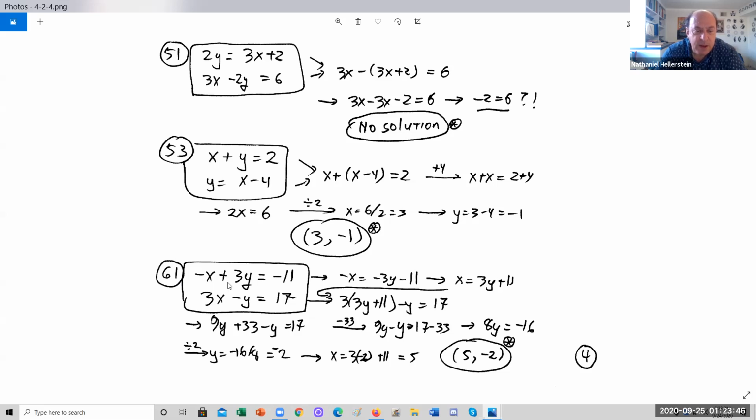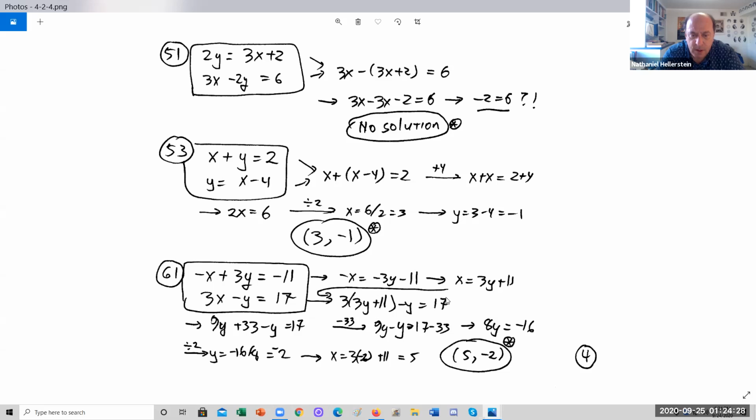Here we have negative x plus 3y is negative 11, and 3x minus y equals 17. I'll use this first equation to solve for x. There's a negative in front of the x, which will cause a bit of trouble, but big deal. First, we subtract 3y and get negative x equals negative 3y minus 11. Multiply by negative 1 and get x equals 3y plus 11. That's equivalent to this first equation. Wherever we see an x here, we replace it by 3y plus 11. So this turns into 3 times 3y plus 11, minus y equals 17.